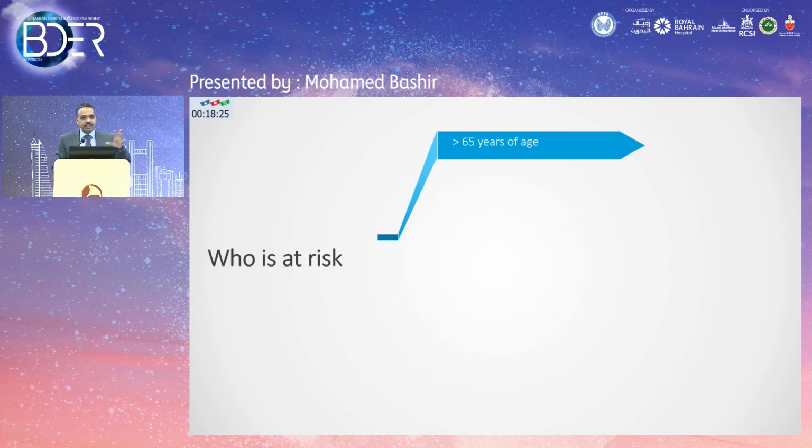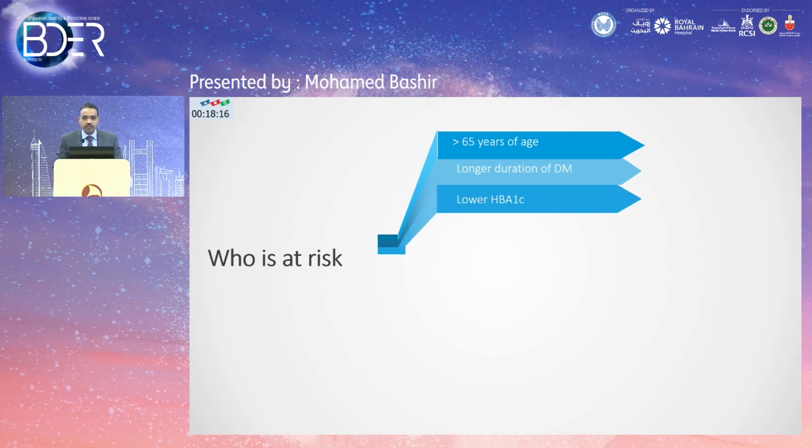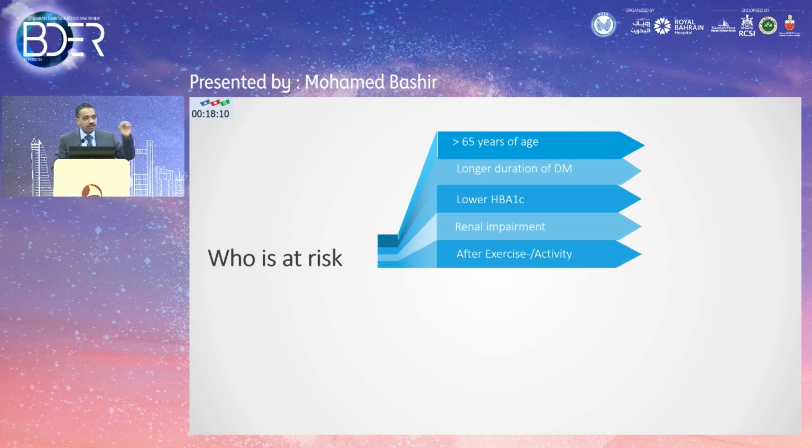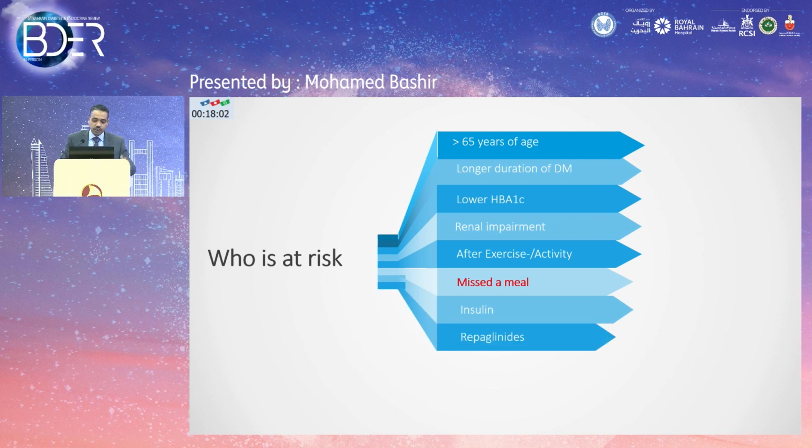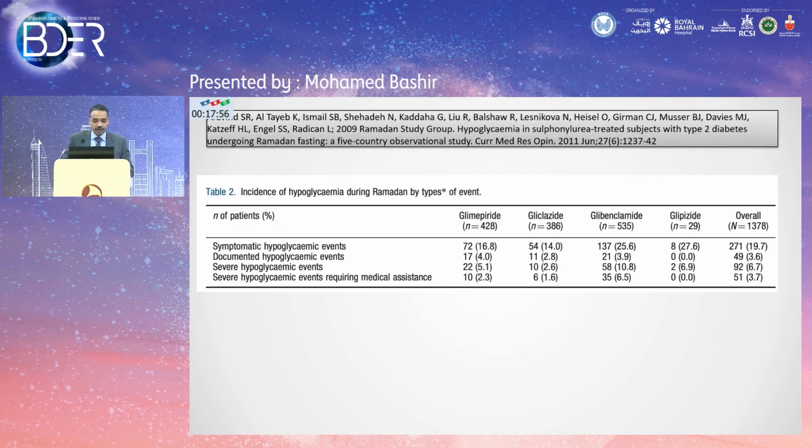So who's at risk of developing hypoglycemia, from this meta-analysis? And that's what we need to learn from as well. Those over the age of 65, with a longer duration of diabetes, with a lower HbA1c, who have renal impairment, and after exercise activity, are more vulnerable to hypoglycemia. And if they missed a meal, and that's in the meta-analysis, they're highly likely to have hypoglycemia, as well as with combination with insulin and combination with the meglitinides. So patients in Ramadan, they miss a couple of meals.